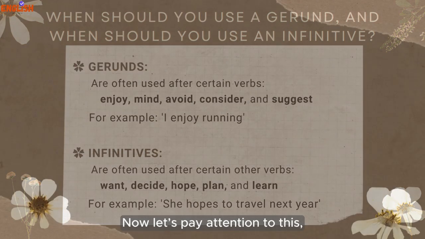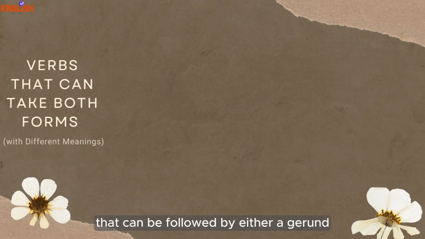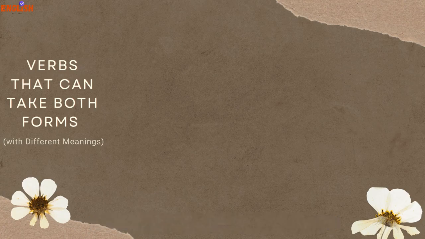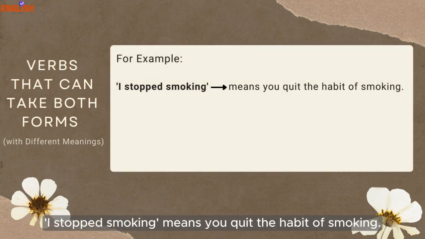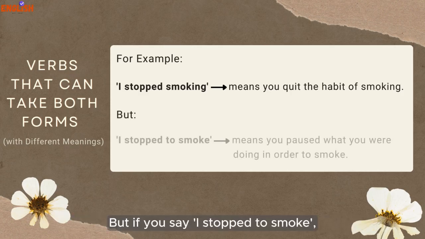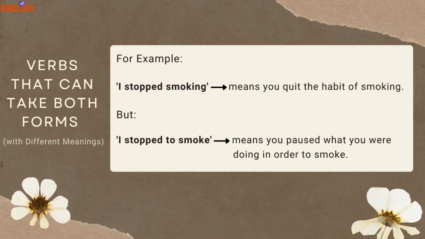Now let's pay attention to this, because there are some verbs that can be followed by either a gerund or an infinitive, but the meaning changes. For example, if you say "I stopped smoking," it means you quit the habit of smoking. But if you say "I stopped to smoke," it means you paused what you were doing in order to smoke.